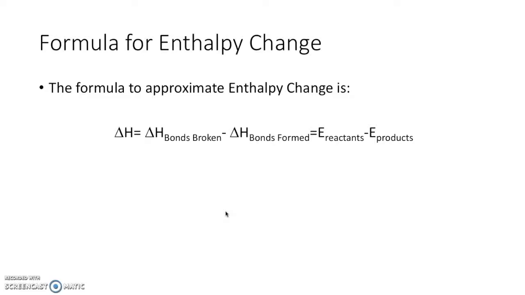Now, the bonds that are broken are, of course, the bonds of the reactants, because we know the reactants come together and their bonds have to break and rearrange to form new molecules. So the bonds that are being broken are from the reactants, and the bonds that are being formed are the ones for the products. Now, when a bond is broken, you need energy to do this. But when a bond is formed, energy is released, and that's why there's a minus sign in the formula. So the formula really tells you that the enthalpy change of a reaction can be approximated by looking at the energy in the bonds of the reactants minus the energy of the bonds in the products. With the example, you'll see that's actually quite simple.